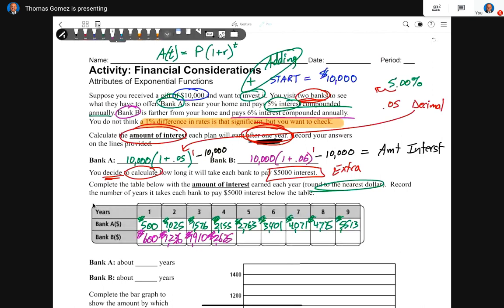So for the sake of time, again, I'm going to go ahead and put these in: 3382, 4185, 5036, 5938, and then 6895. B is definitely the better option. One little measly percent more shows a huge difference in $5,500 after 9 years versus $6,800 after 9 years.